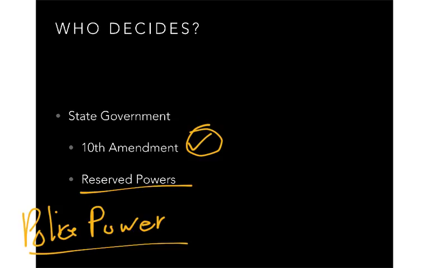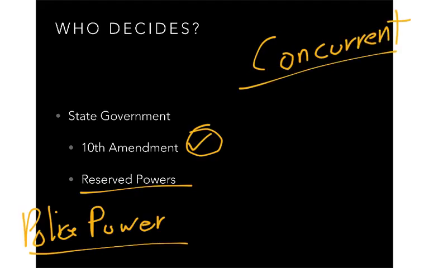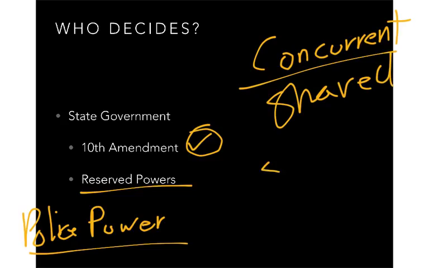Now, there are also going to be some powers that are what we call concurrent powers. And these are powers shared by the states and the federal government. And these include things like the power to tax or to enforce laws. Taxing being the biggest one, right?